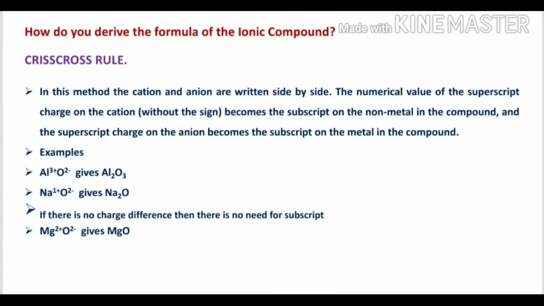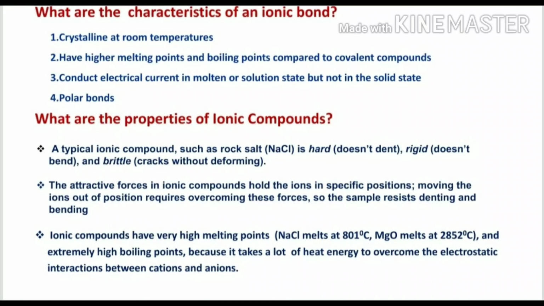For example, you see the aluminum oxide, the charge carried by aluminum is 3 plus and the charge carried by oxygen is 2 minus. According to the crisscross rule, the 3 comes to the subscript of oxygen and 2 comes to the subscript of aluminum. So it gives Al2O3. In the same way, sodium with 1 plus charge and oxygen with 2 minus charge gives Na2O. But if there is no charge difference, then there is no need for the subscript. For example, magnesium oxide, magnesium carrying 2 plus charge and oxygen carrying 2 minus charge, both are the same charge. So the charge difference is 0. That's why there is no need for the subscript, so we write the formula as MgO, magnesium oxide.